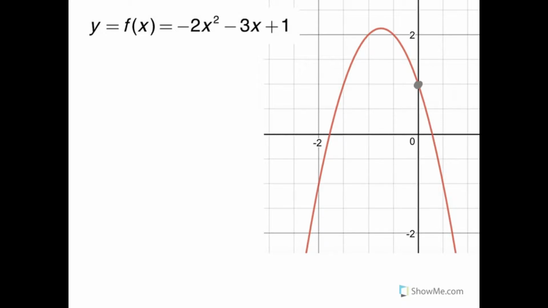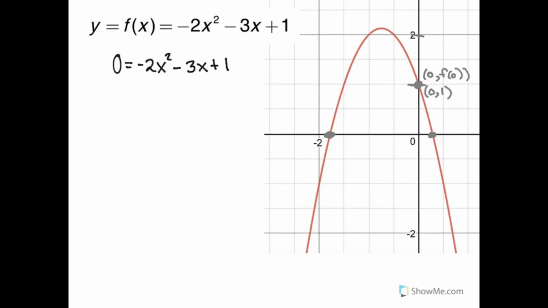It's found by evaluating the function when x equals 0, but since we know that 0 makes the x terms cancel out, I can just look at the constant term and write the coordinate. It's at 0, 1. If I want to find the roots, which don't look like they're at whole numbers, I need to solve the quadratic equation.